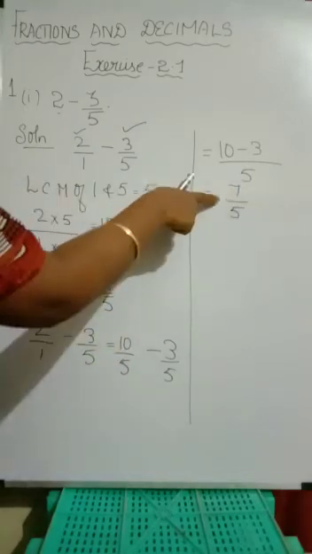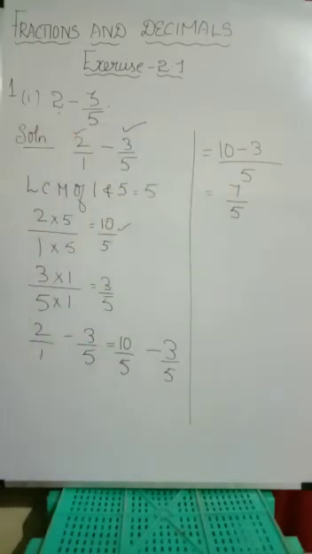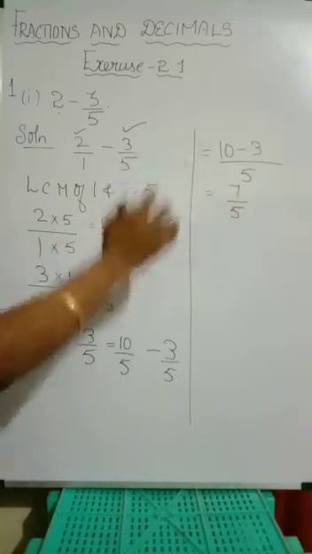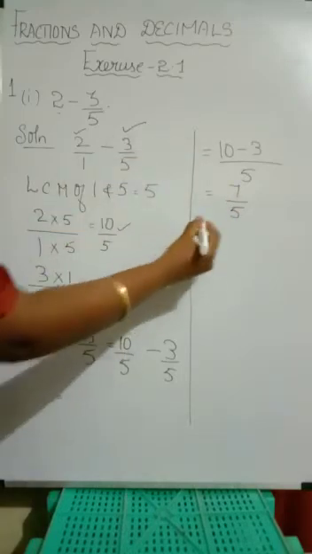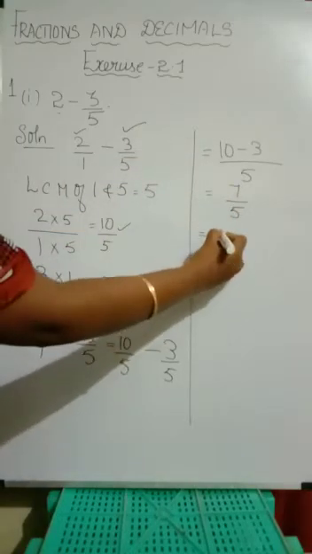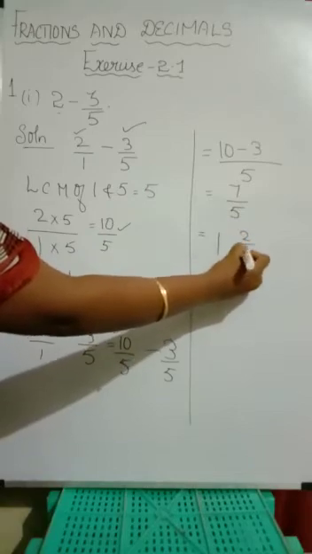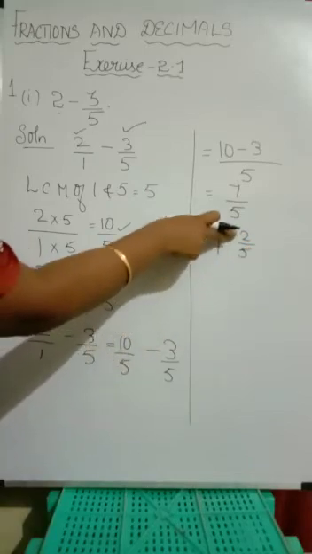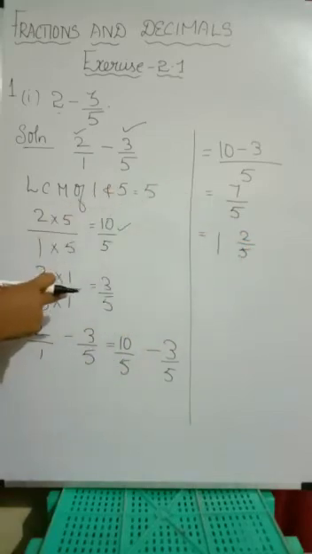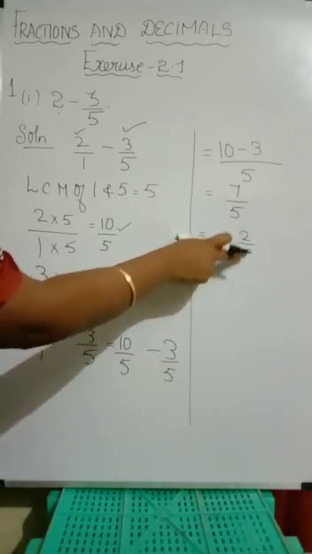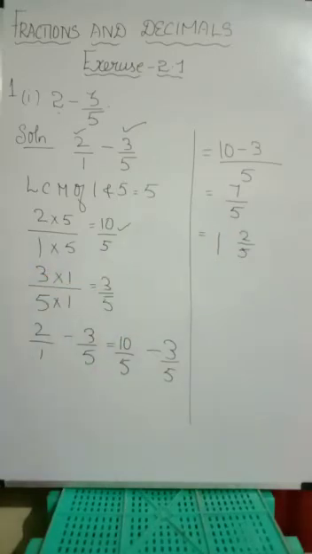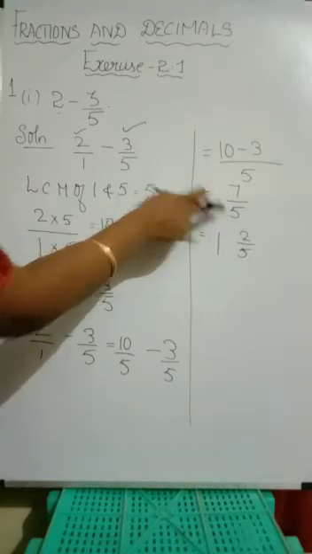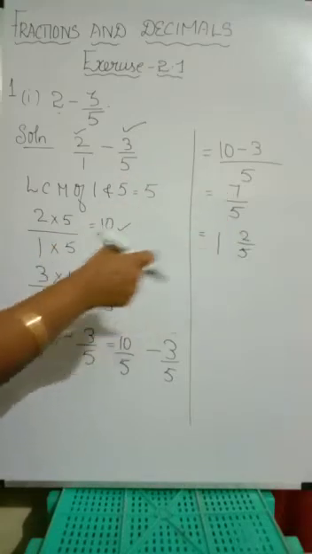Is it right? Here the fraction is improper. We have to convert it into what? Mixed fraction. So for that, what is the procedure? Normally do the division. 7 divided by 5. What is 7 divided by 5? 1, 2 by 5. 1 is what? Quotient. 2 is remainder and 5 is divisor. Quotient, remainder by divisor is the mixed fraction. The mixed fraction of 7 by 5 is 1, 2 by 5.